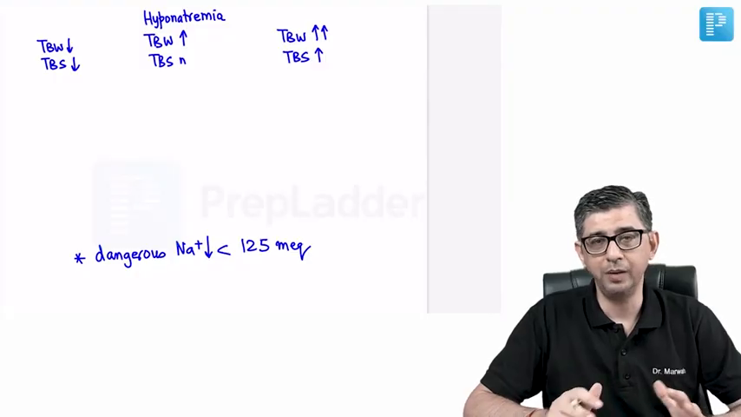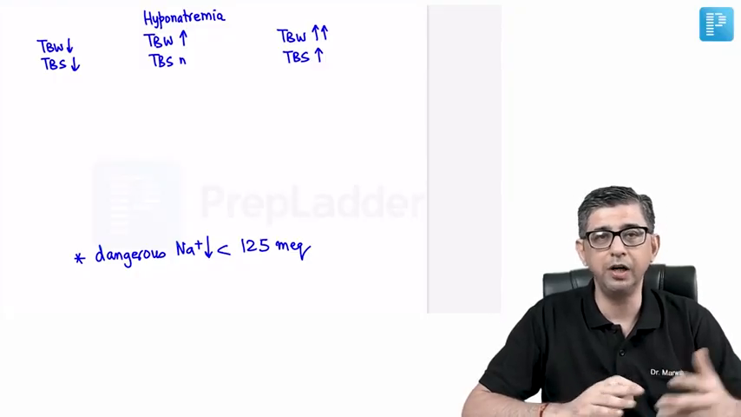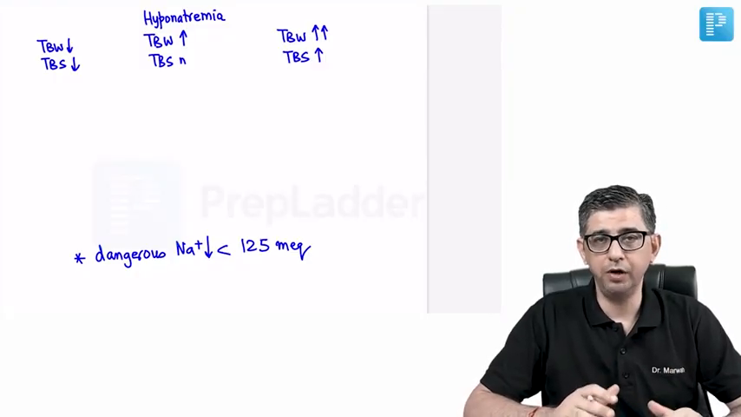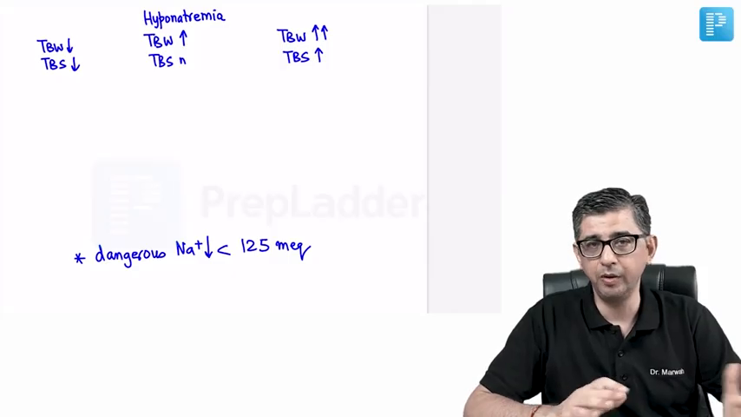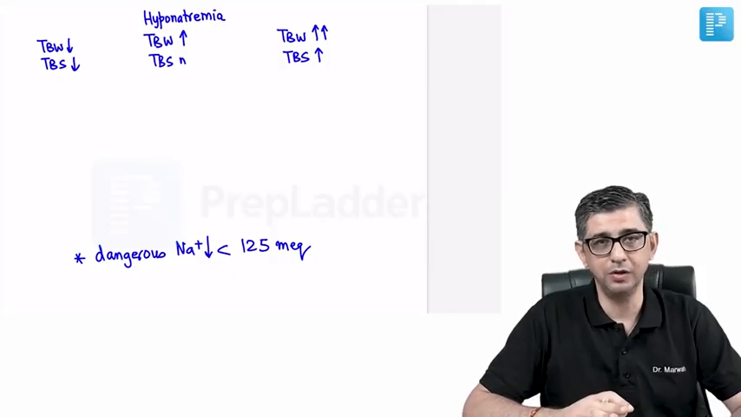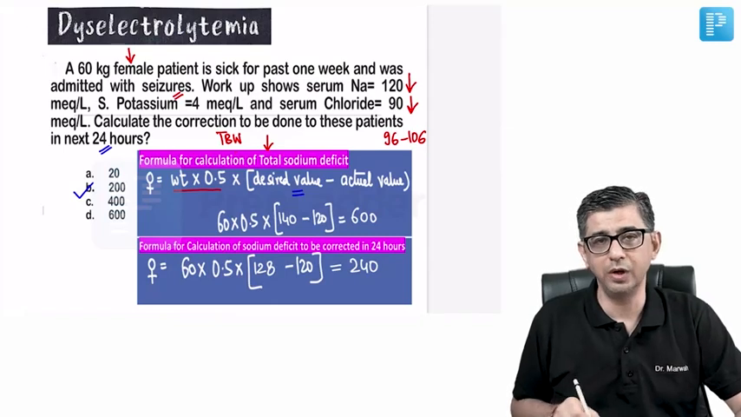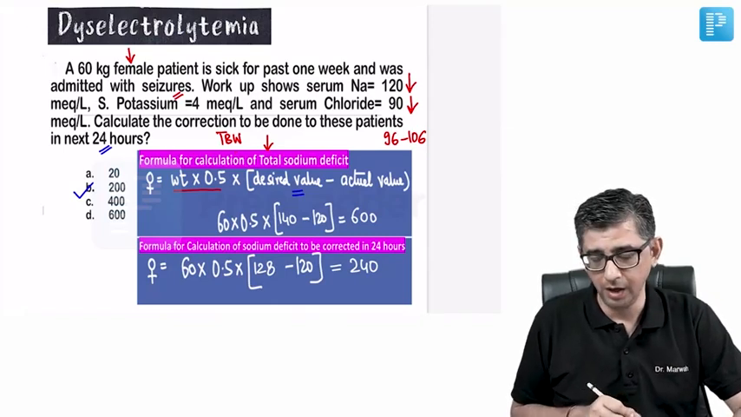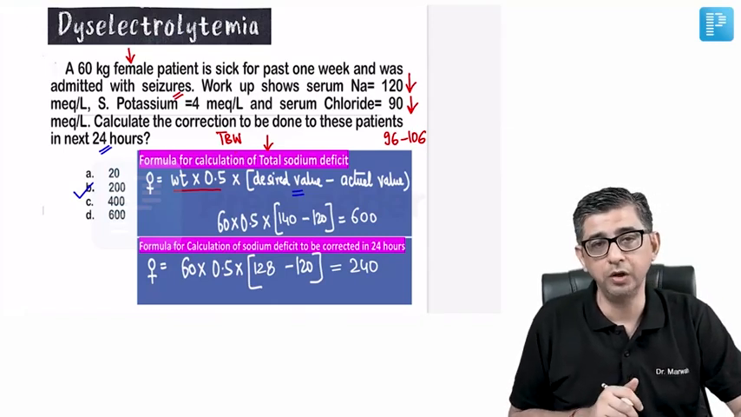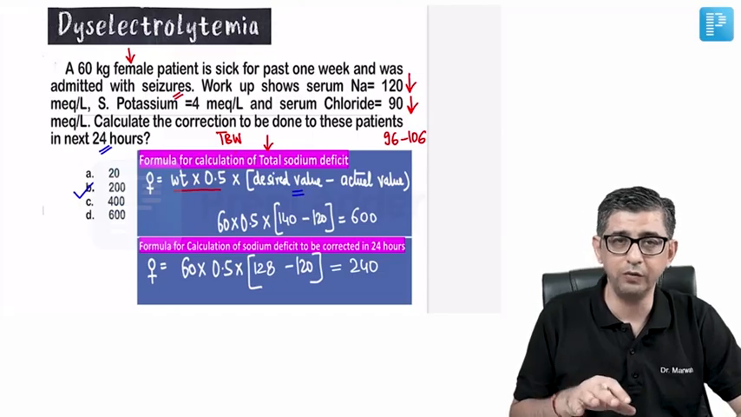MCQs in the exam, it has to be either a one-step multiplication or one-step division. I mean, if we are using some rocket science kind of a formula, that basically means that the question is going wrong. Like in this question, I'll just go back and you can see it was almost a one-step multiplication which had to be done. And the critical point was to calculate the total body water based on the gender of the patient.